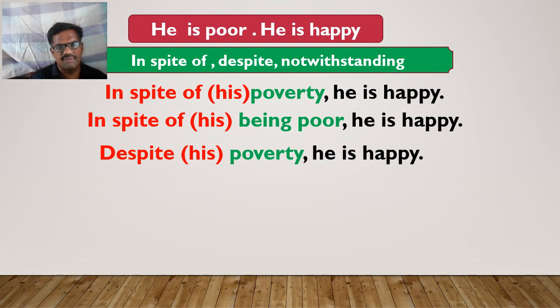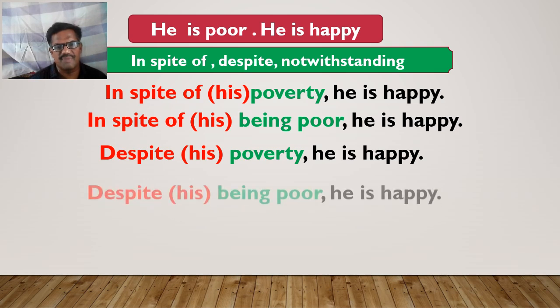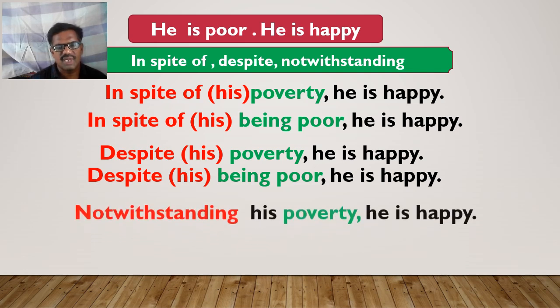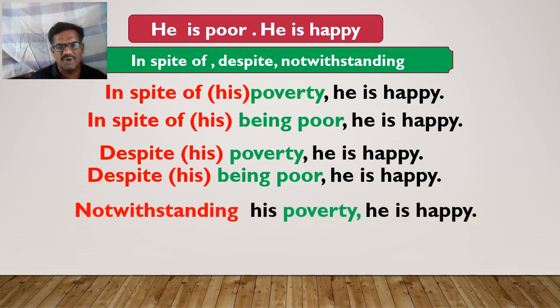Now with the preposition despite, the same structure can be used. Despite poverty, he is happy. Despite being poor, he is happy. Now notwithstanding his poverty, he is happy. In this way, whenever we use the phrase prepositions or prepositions, we have to write noun form or gerund forms.